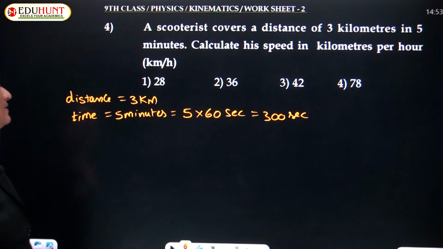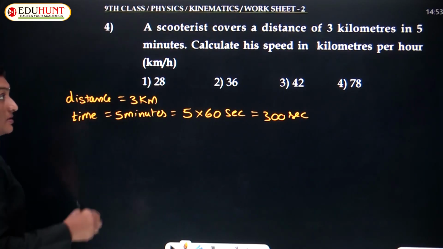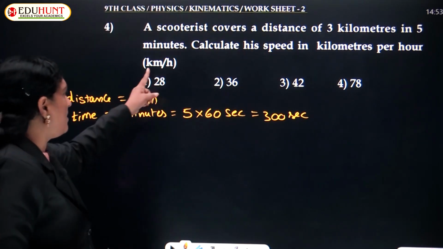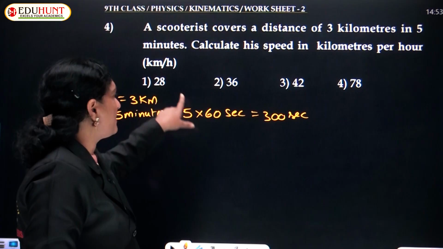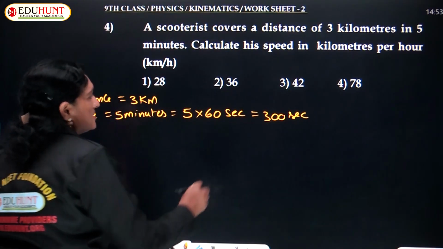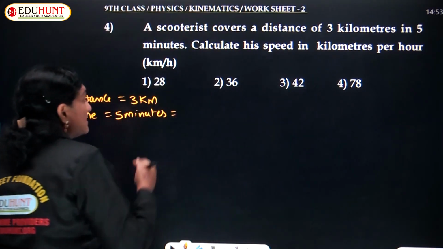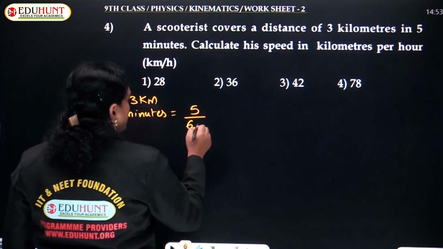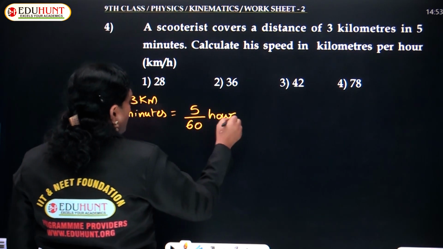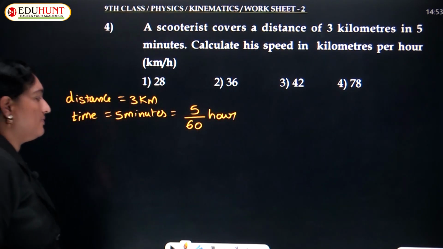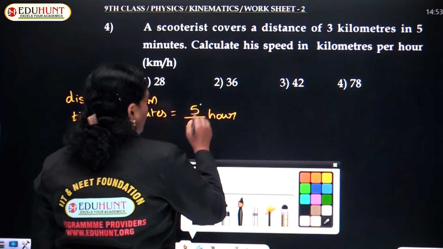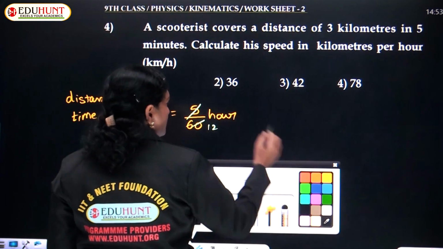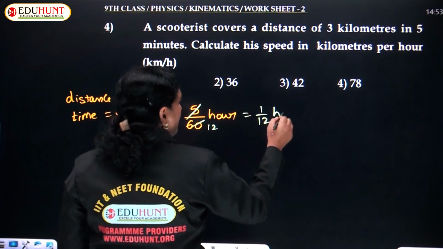So this is what is given, distance and time. You're asked to find out the speed in kilometer per hour. But sorry children, as your answer you require it in kilometer per hour, so we don't want to consider seconds. We have to convert these minutes into hours. So let us divide this by 60 to get hours. So 5 minutes is 5 by 60 hours. Simplifying this further, 5 goes 12 times. Therefore, this is equal to 1 by 12 hour.